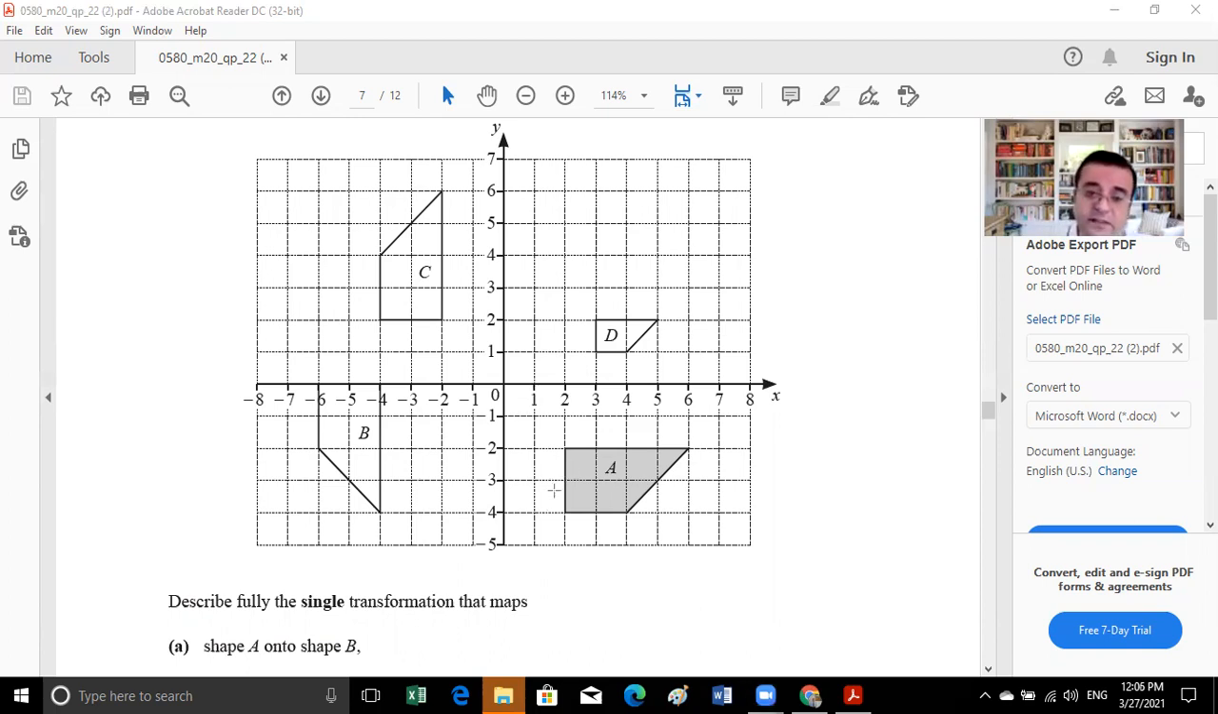Look at this here. You can use tracing paper. And look at this one here. What has happened to this one here?